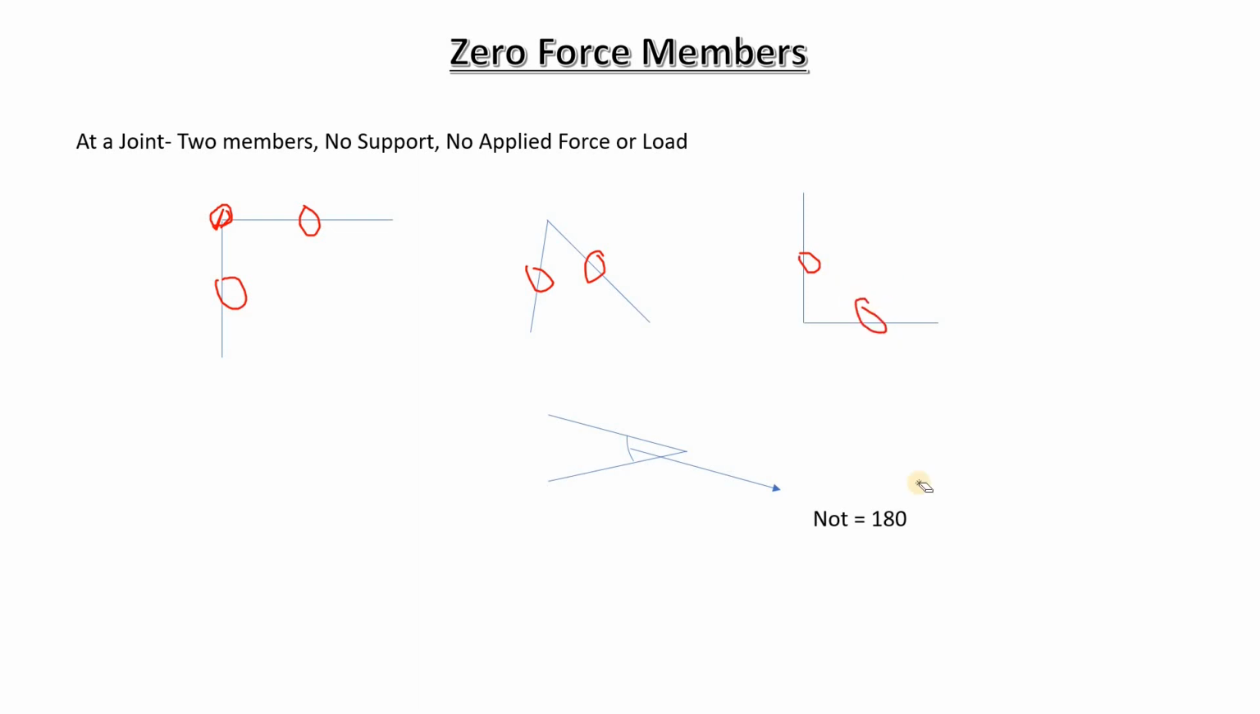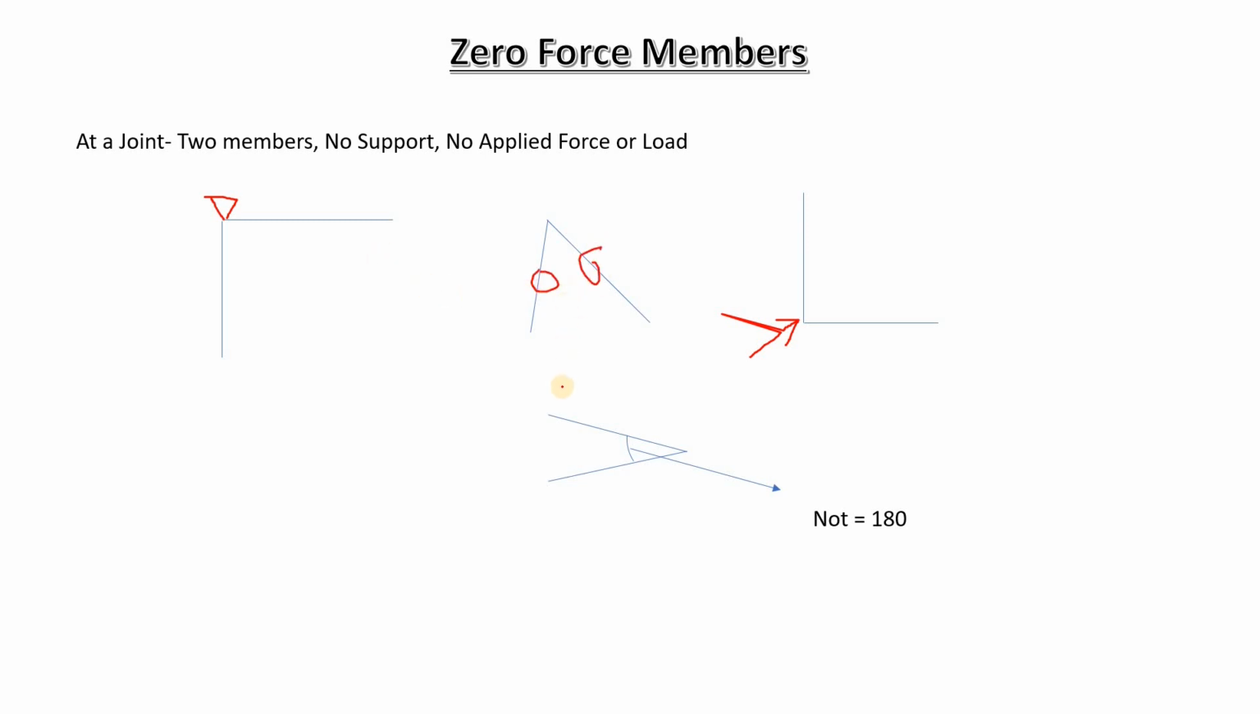Now the thing is, if there were a support or any applied load at the joint, then these members would not have been zero force members. For example, if I say that there is a support here, or there is a force acting in this direction, in that case we cannot say that these are zero force members. But for this example, we can say that these are zero force members.